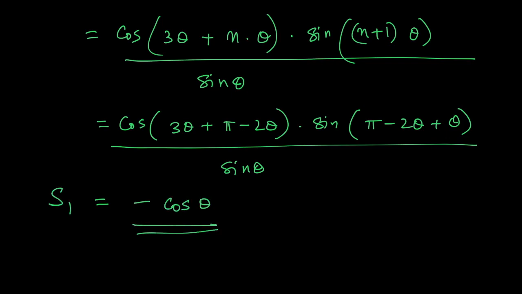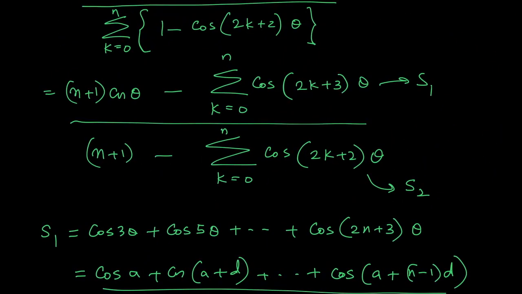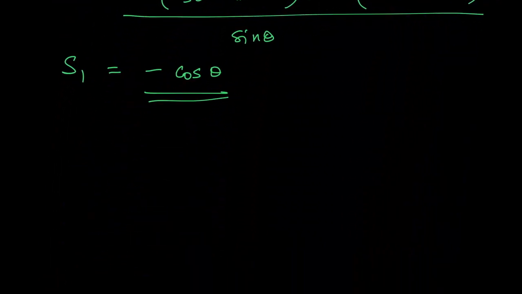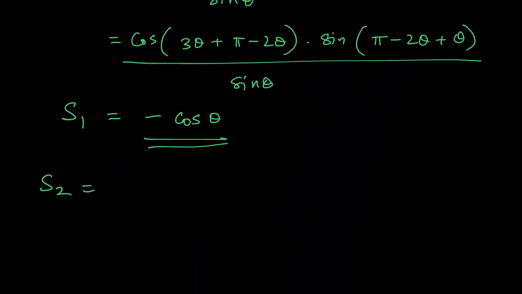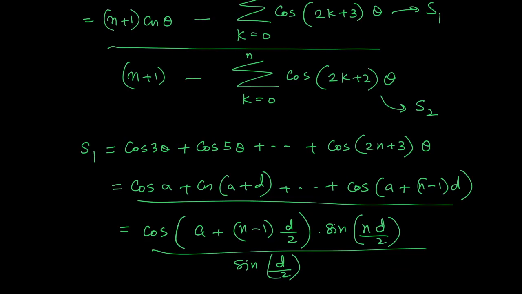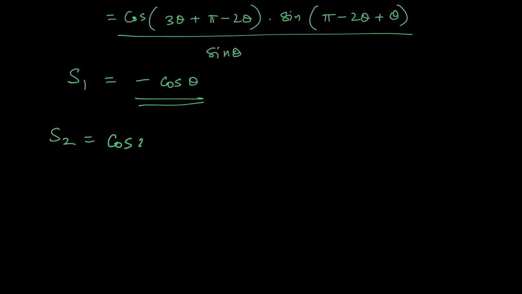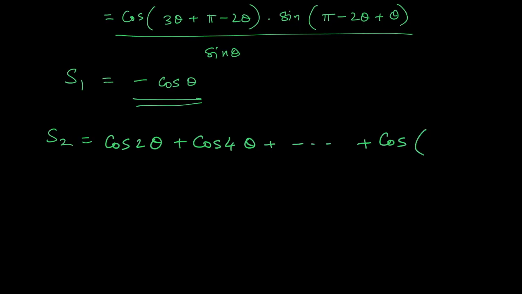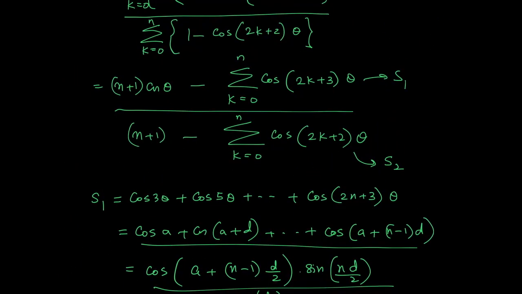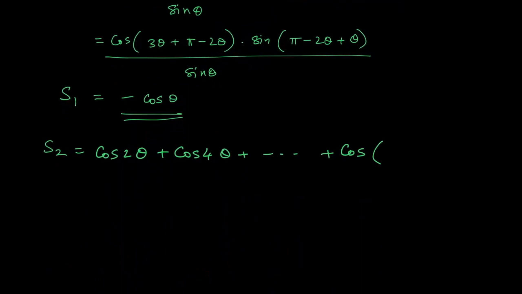So our S1 was minus cos theta. That quantity was minus cos theta. Now the second quantity S2 is again an expression in a similar form, but we have the first term as cos 2 theta plus cos 4 theta, and it goes on till cos of, when you put k is equal to n, 2n plus 2 times theta. So again use the formula.